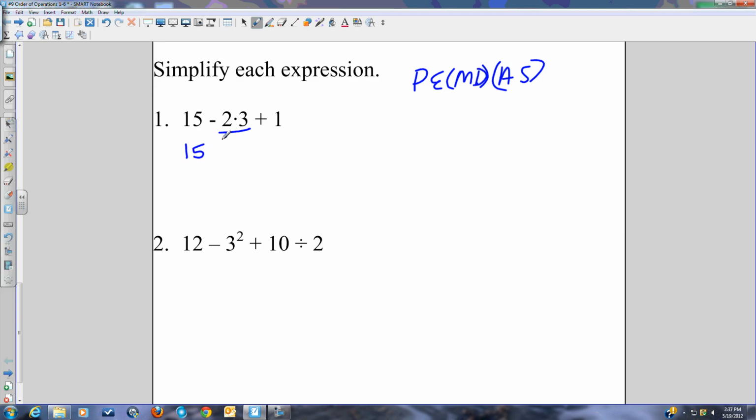So 2 times 3 gives you 6. So we have 15 minus 6 plus 1. 15 minus 6 is 9, plus 1 gives you 10. Now the reason I did the subtraction first was because I do addition and subtraction as they occur from left to right. 15 minus 6 was furthest to the left, so I did that. Then I did the addition. Let's do the next one.